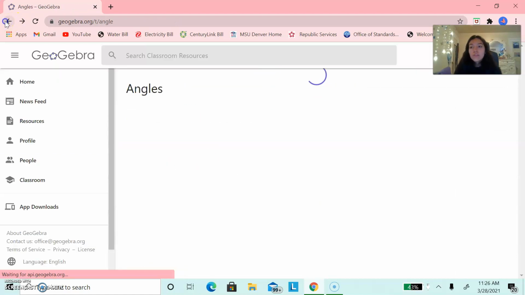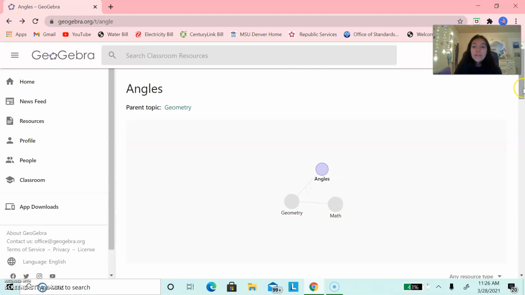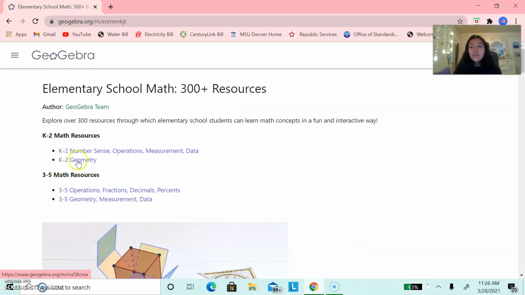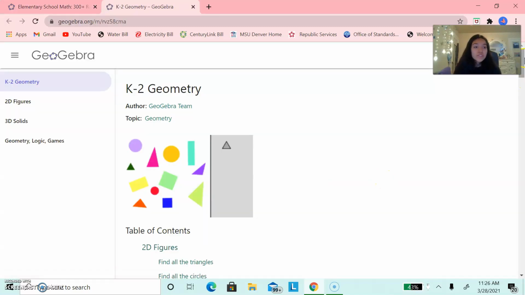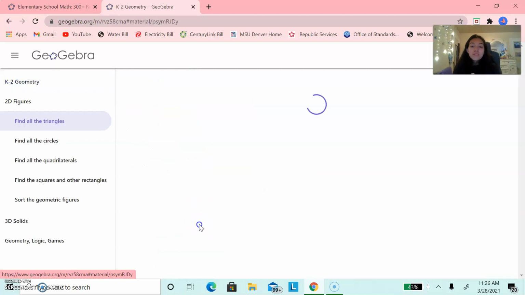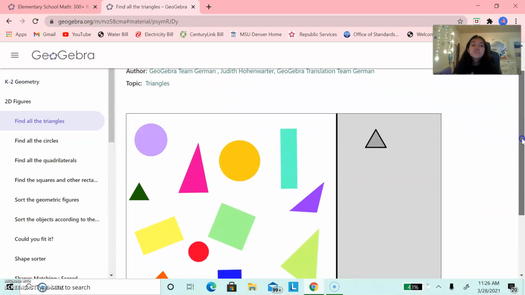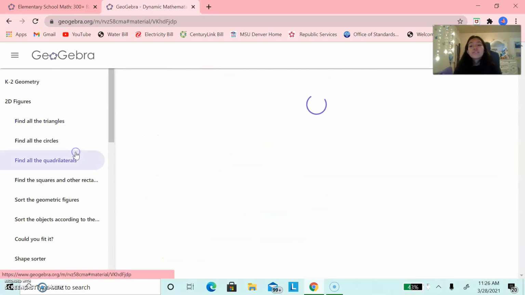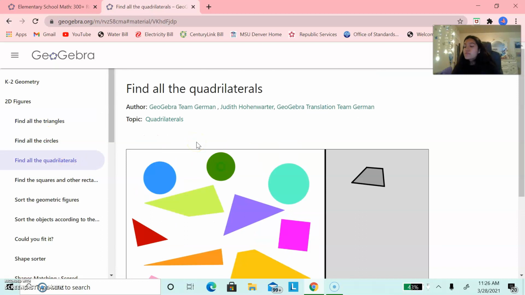Well, this one doesn't really go with the other one. But we can also take a look at some other ones, maybe for elementary school. If you go to K through 2 geometry, let's stick with geometry. Let's say students already know what triangles are, what circles are, and what quadrilaterals are. Well, they can do activities to demonstrate their learning. Like here, they have to find all the triangles. And here they have to find all the quadrilaterals.